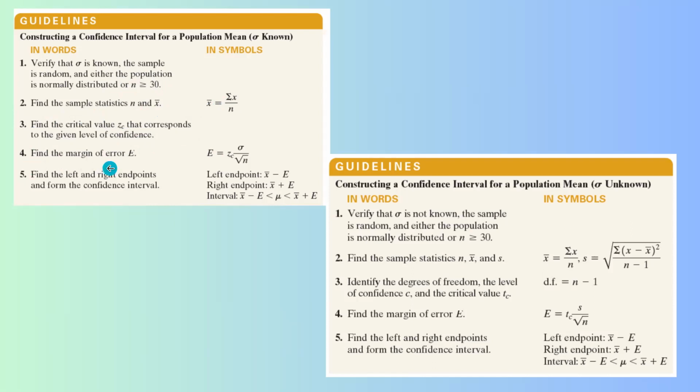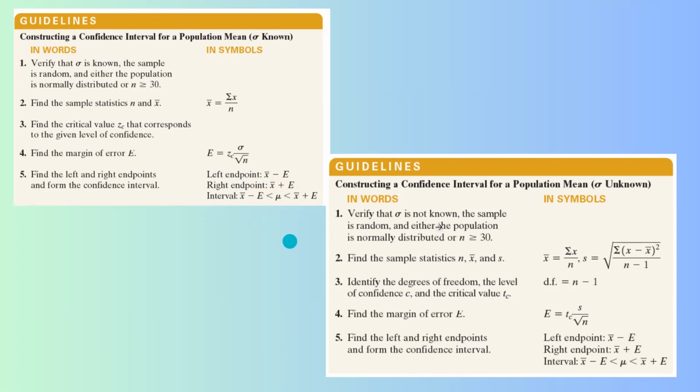Then we move on to find the margin of error E, which is ZC times sigma divided by square root of n. In the last step, we find the left and right endpoints and form the confidence interval. The left endpoint is x bar minus E, and the right endpoint is x bar plus E. The interval is going to be x bar minus E and x bar plus E. And you're going to say that we are 90% confident, 95% confident, or 99% confident, depending on what C is, that mu or the population mean is bounded between these two numbers.